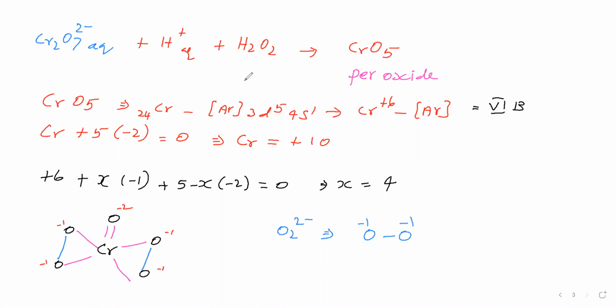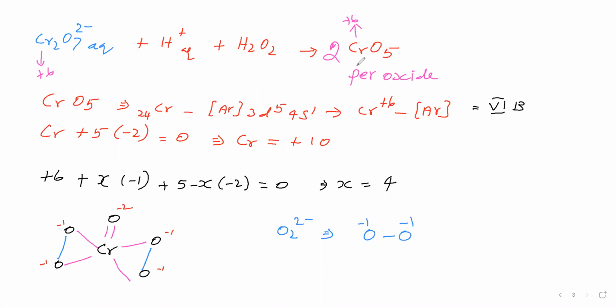Okay. Now let us balance this one. Here chromium oxidation number is +6. Here also chromium oxidation number is +6. No change in oxidation number of chromium. So here chromium 2 times, so we will write 2 times chromium.